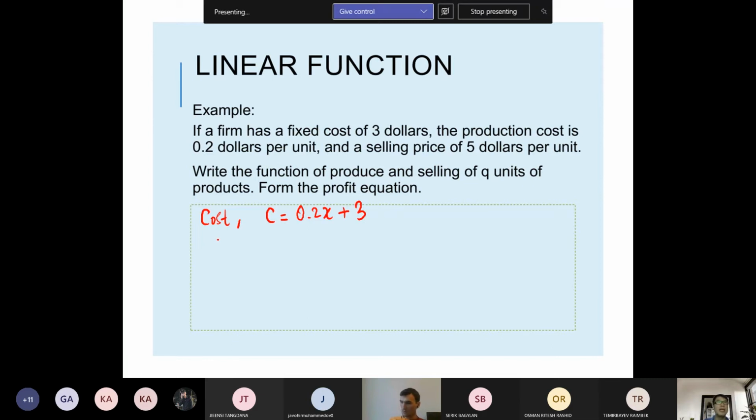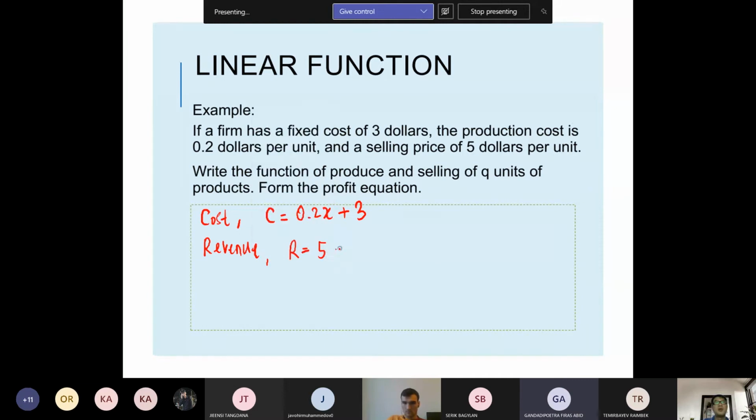Now next, how about the revenue? The revenue is the income from the business. So we put it as R. It will be $5 times Q, so R equals 5Q.